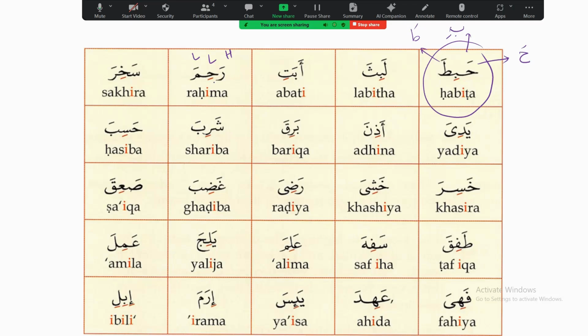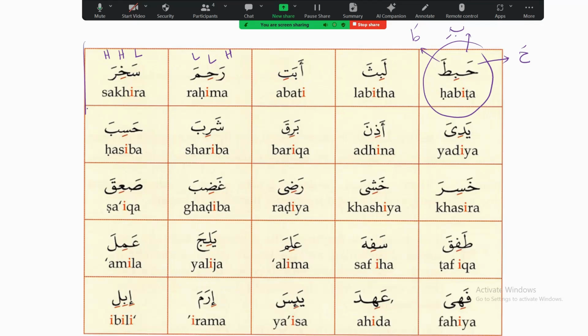Rahima, rahima, right? So what you are supposed to do is this transition in all of this exercise, right? Of heavy into light and light into heavy. Let's see this one, which is a light alphabet, then a heavy alphabet, and then again a heavy alphabet. Sakhira, sakhira. For heavy alphabets, you're supposed to raise the back part of your tongue. Sakhira.